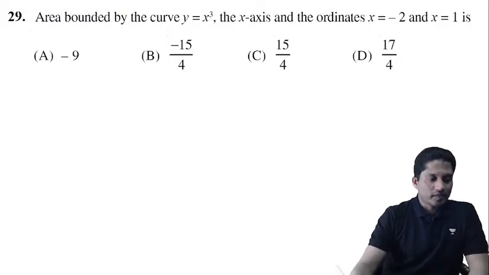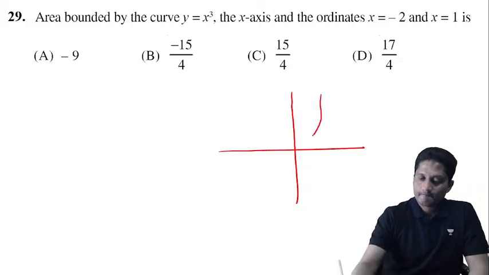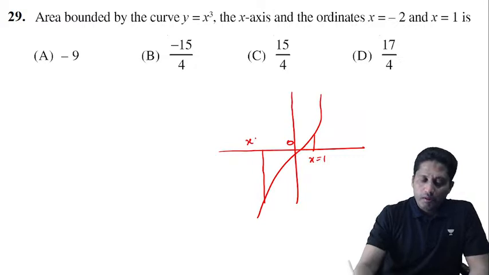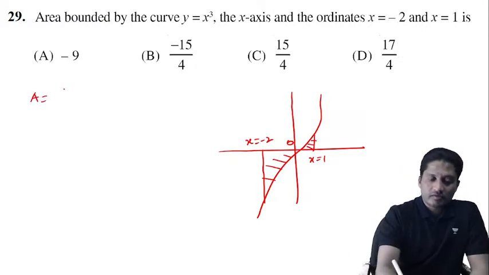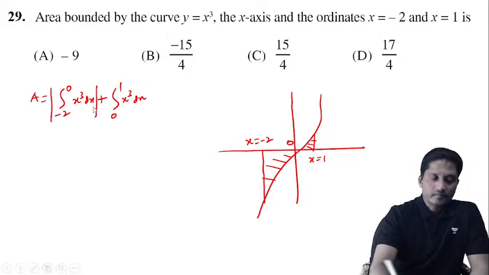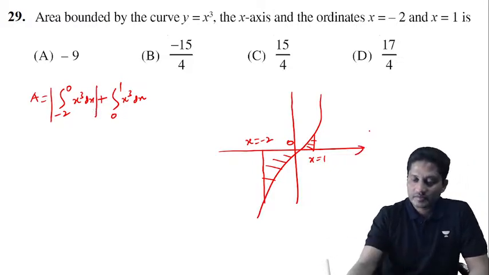Y equal to x cube is a cubic function, right? And x is equal to 1 and x is equal to minus 2. This area and this area, it is not symmetric. Area is equal to integral from minus 2 to 0 of x cube dx plus integration of 0 to 1 of x cube dx. Area below the x-axis will be negative, that's why you should take mod.